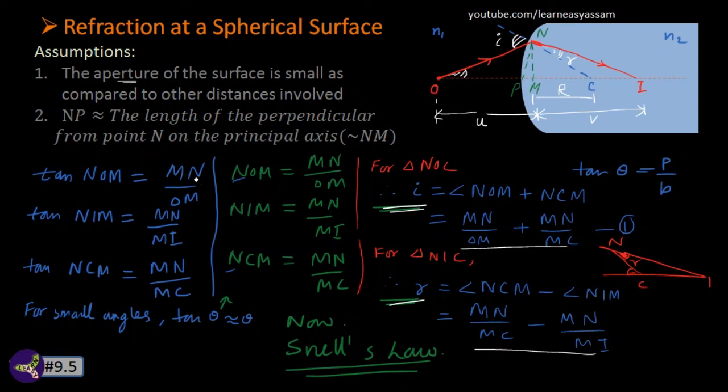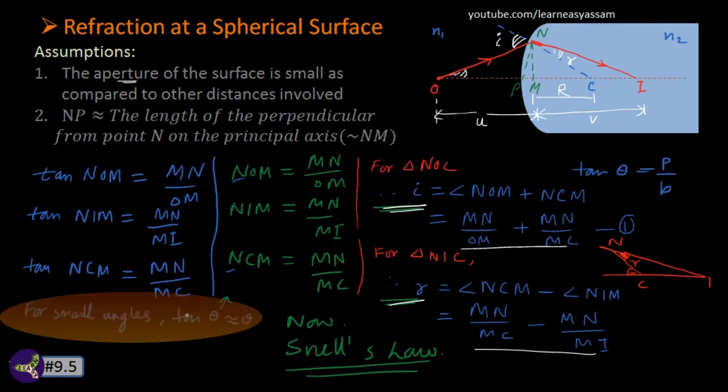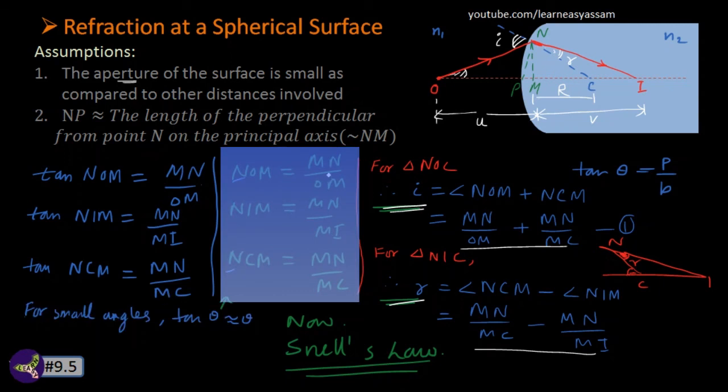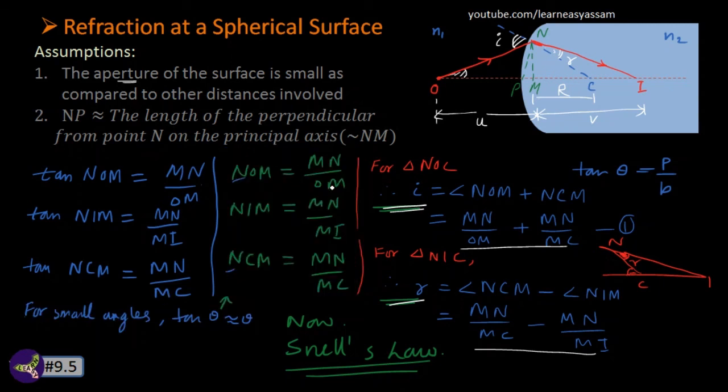From this we have got some relation from the tan theta property. Then after that we have to cut out all the tan. So then we have to use the assumption that for a small angle tan theta is equal to theta, so that we can write directly the angle equal to the ratios. So we have got all these things. Now we have to use the property of interior angle and exterior angle. From that we can get angle I and angle R.